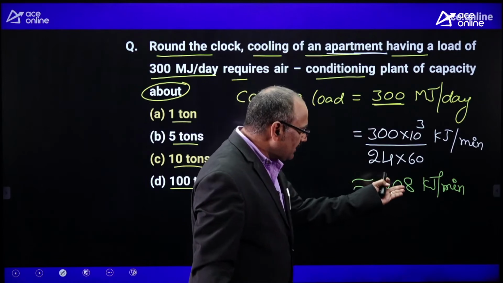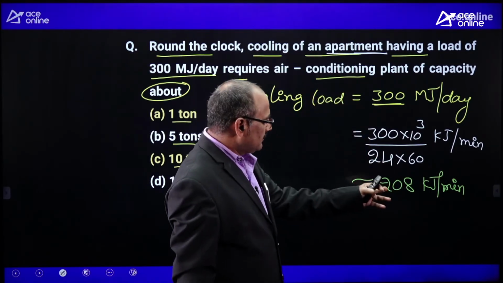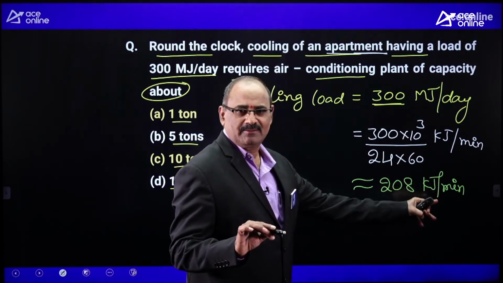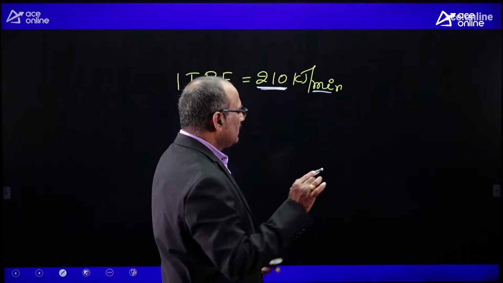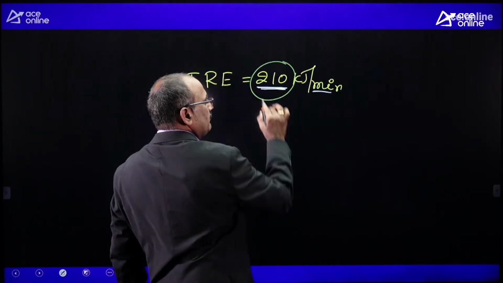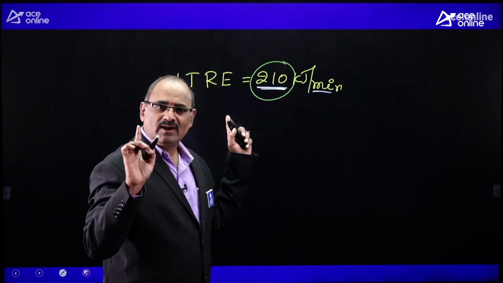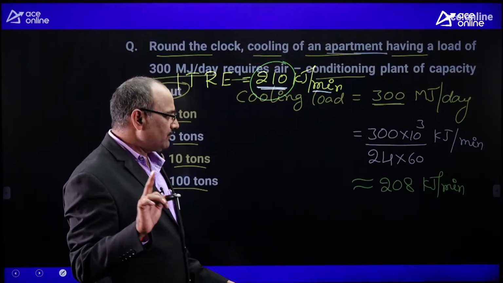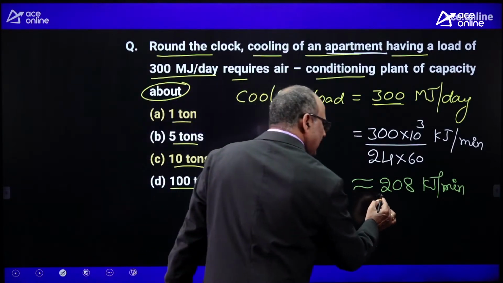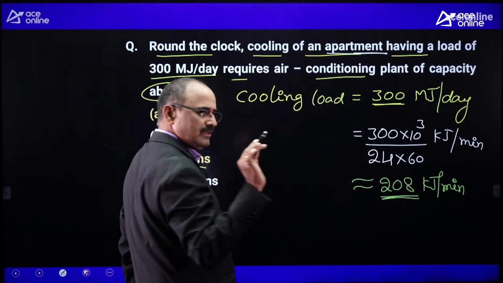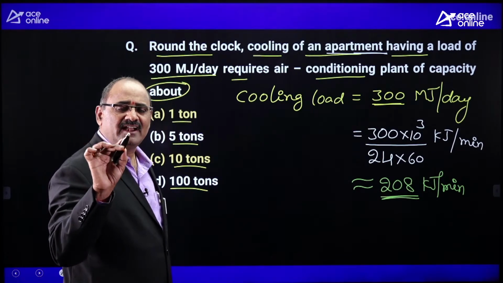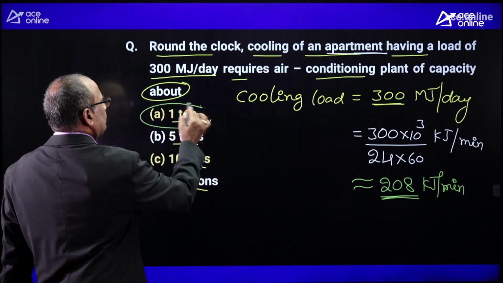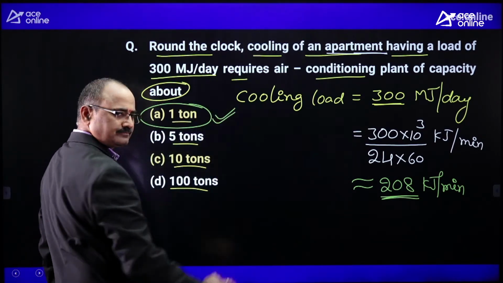How much amount of heat to be removed? From the apartment, 208 kilojoules of heat to be removed in 1 minute. For having the 210 kilojoules of heat removal in 1 minute, 1 ton capacity air conditioner is sufficient. Therefore, for removing 208 kilojoules of heat energy in 1 minute, 1 ton capacity air conditioner is sufficient. Therefore, you can opt the option A.